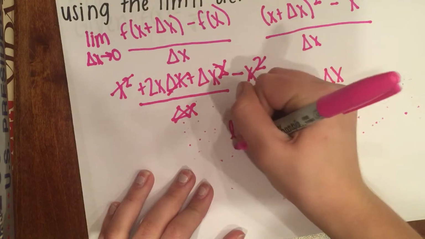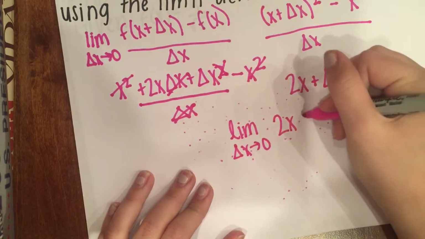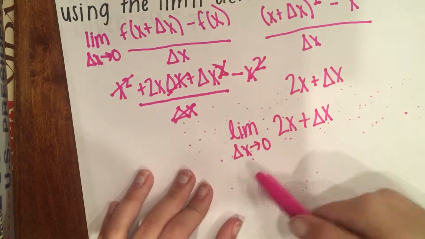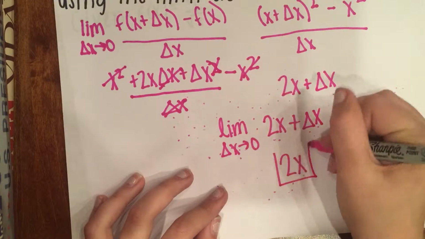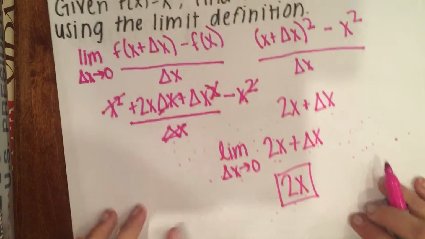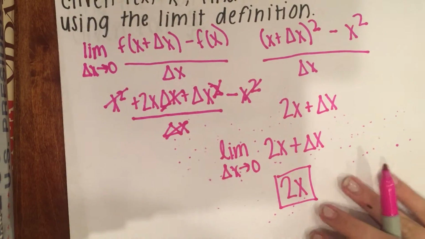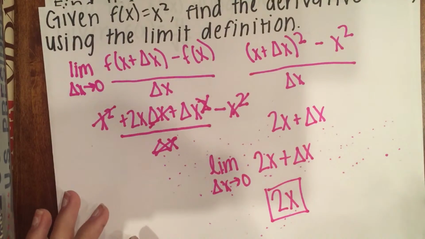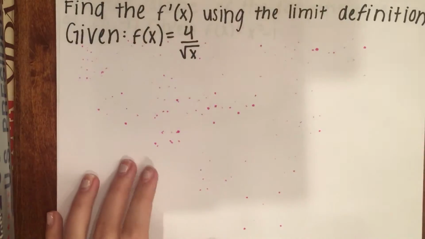So the limit as delta x approaches 0 of 2x plus delta x. I plug in 0 for delta x, and I end up with 2x, which is the derivative of x squared. Now I'm going to show you a more difficult problem just so you can see a more difficult rendition of this type of problem.